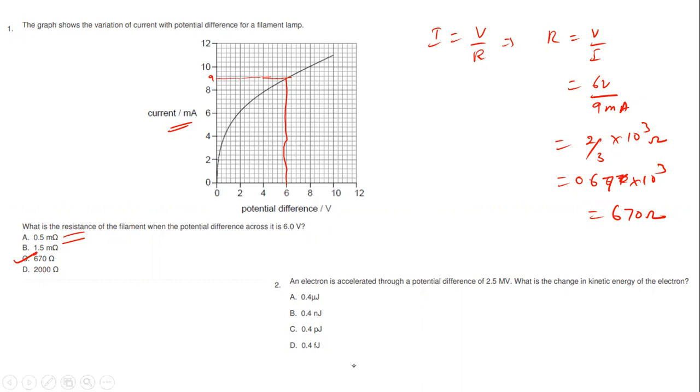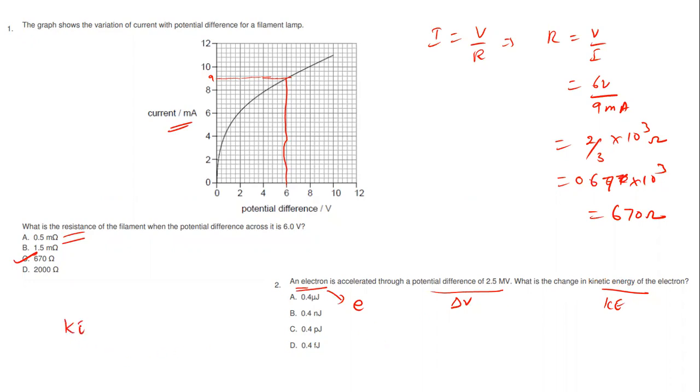Then, an electron is accelerated through a potential difference of 2.5 megavolt. Now what is given here? Delta V is given, and kinetic energy is being asked. Note the phrase electron. When I say electron is given, that means the charge on an electron is e, and potential difference is given. You need to find out the kinetic energy.